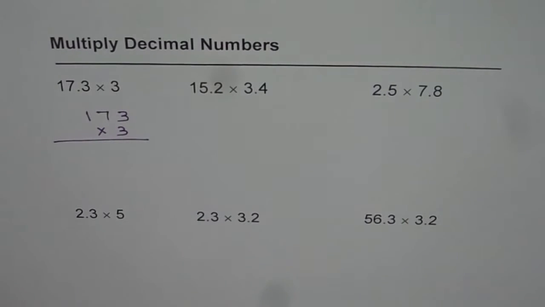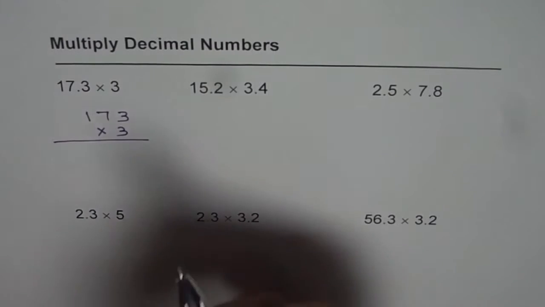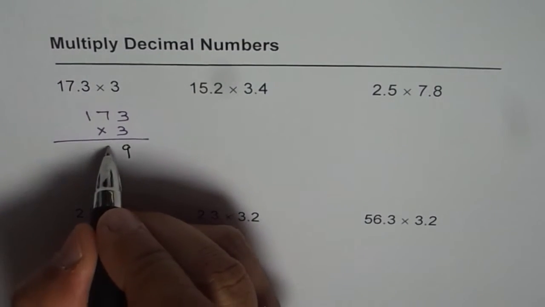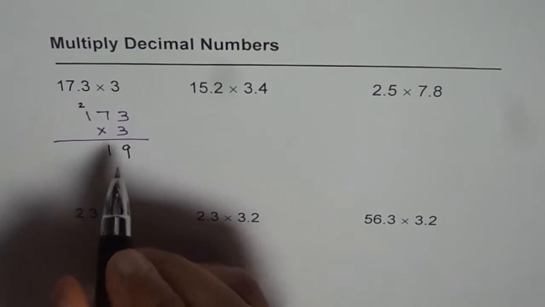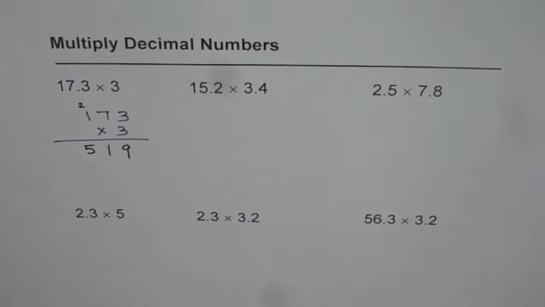Now we will multiply it. So when you multiply as a normal multiplication, just do like that. 3 times 3 is 9. 3 times 7, 21, 1. And then you get 2 here. 3 times 1 is 3 plus 2, 5. So you get 519. So that's the first step.